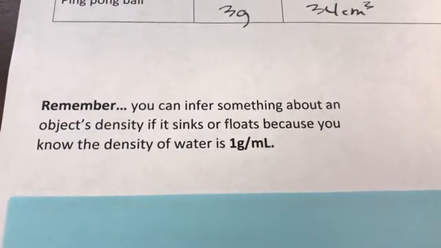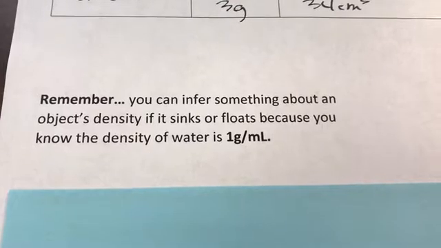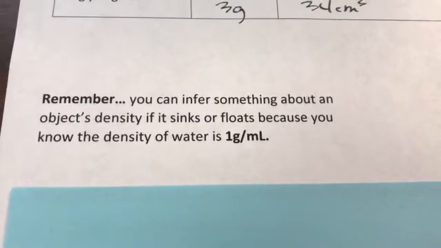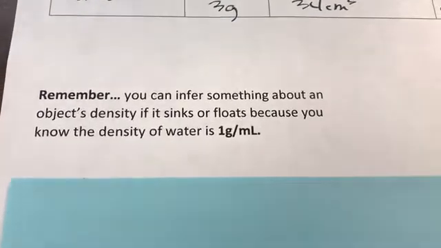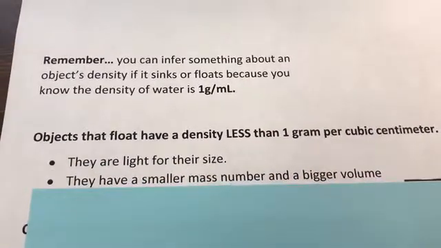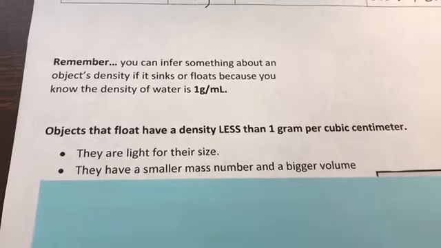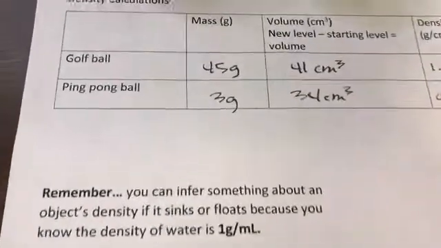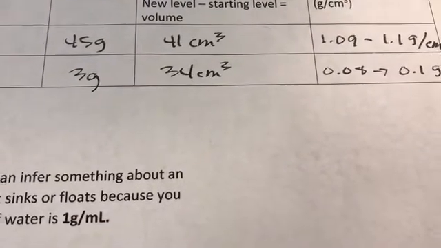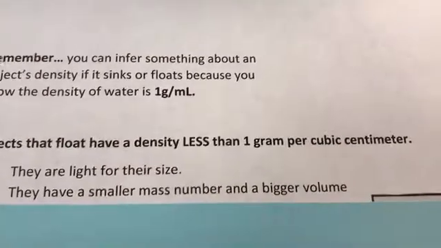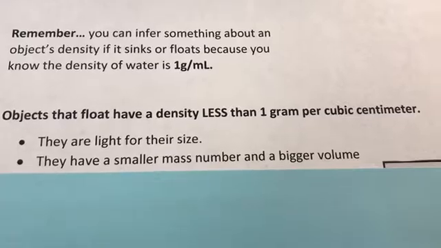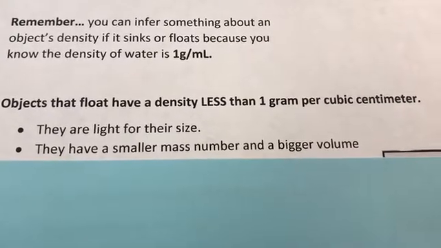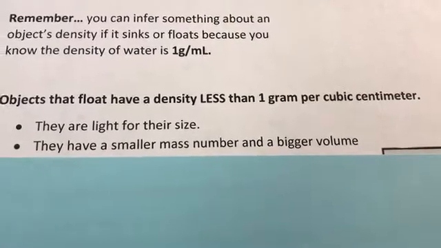Remember, you can infer something about an object's density if it floats or sinks in water because you know the density of water is 1 gram per milliliter. So, objects that float have a density less than 1 gram per cubic centimeter. Just like we saw in the ping pong ball example above, it was a decimal for the density. That means it's less than 1 gram per cubic centimeter. That means that it is light for its size. It has a smaller mass number and a bigger volume number.